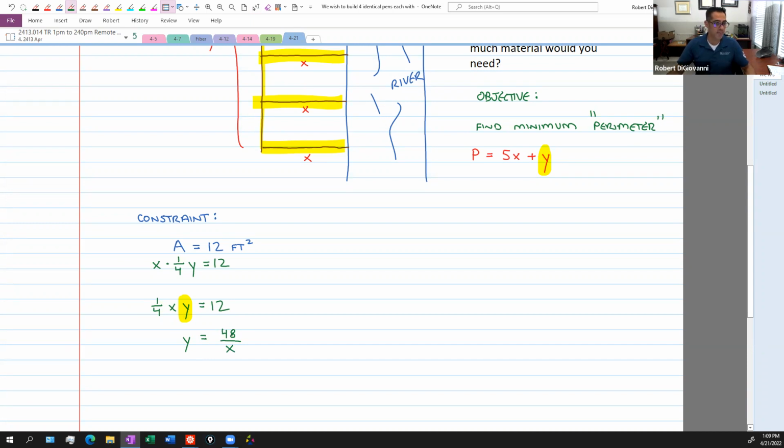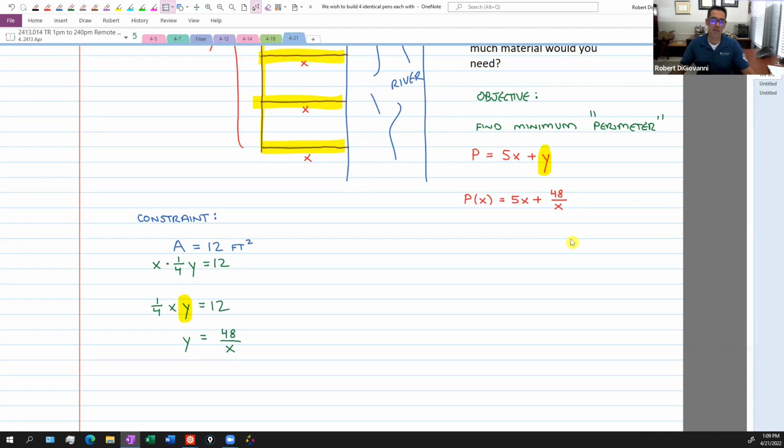That okay? Take that answer, plug it in over here. My perimeter will now be a function of X completely because my Y is going to go away and I'm going to replace it with 48 over X. All right, that's it. We've got our objective function. What's the next step once I have the objective function?